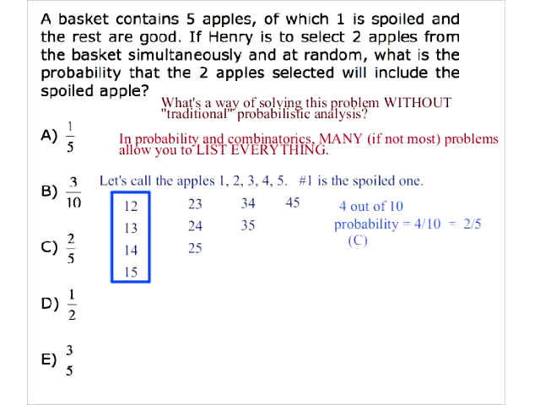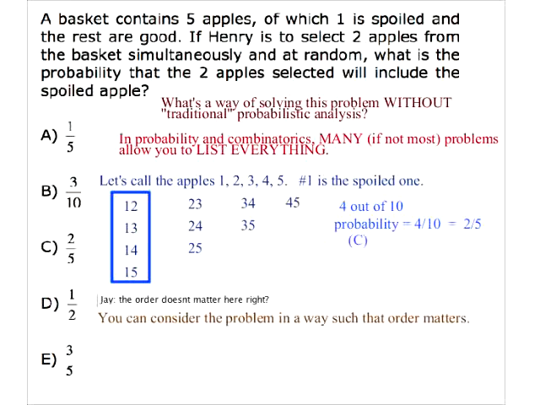The only time you have to be really concerned with the issue of does order matter is if you're looking at a problem about combinatorics and they ask you how many ways. Because if the answer is how many ways, then if the order does matter, there are more ways. But if it's probability, that's a ratio, so it shouldn't make any difference, really. So you can consider the problem in a way such that order matters, if you really want to. There's no reason why not. So if you do that, then you'll just have twice as many possibilities.